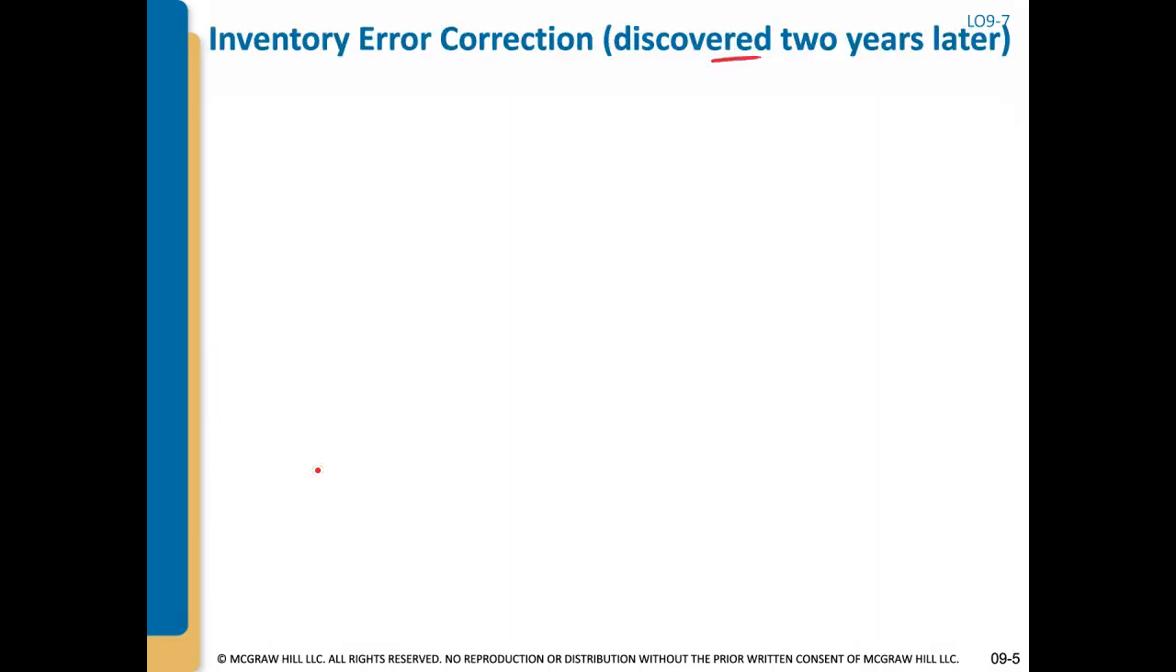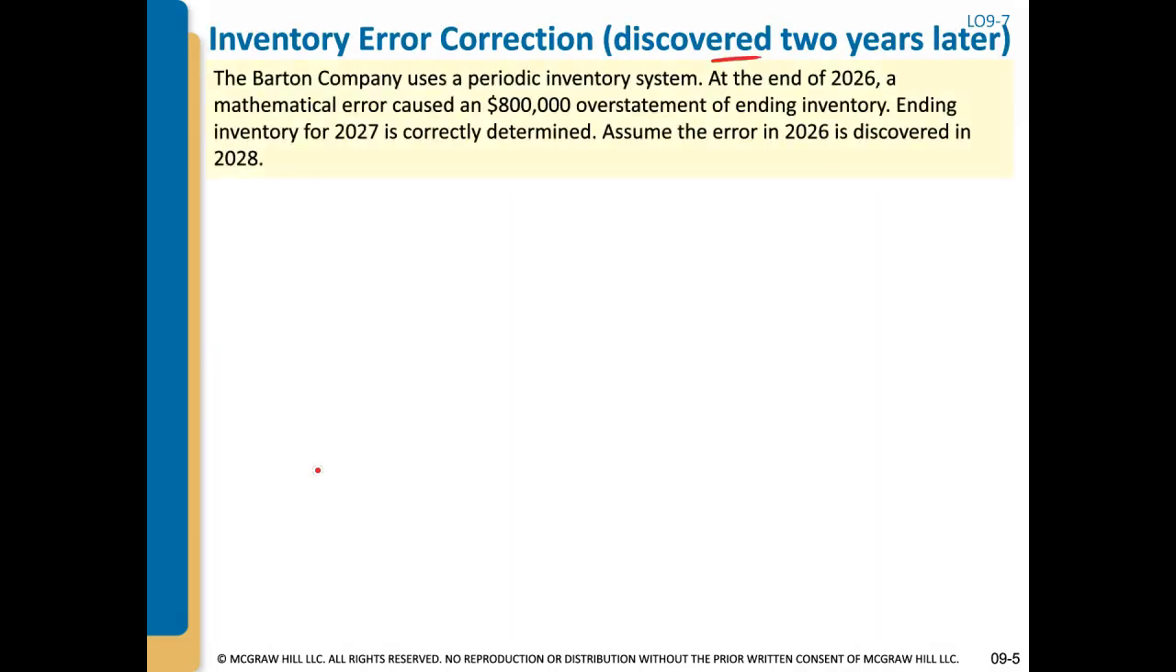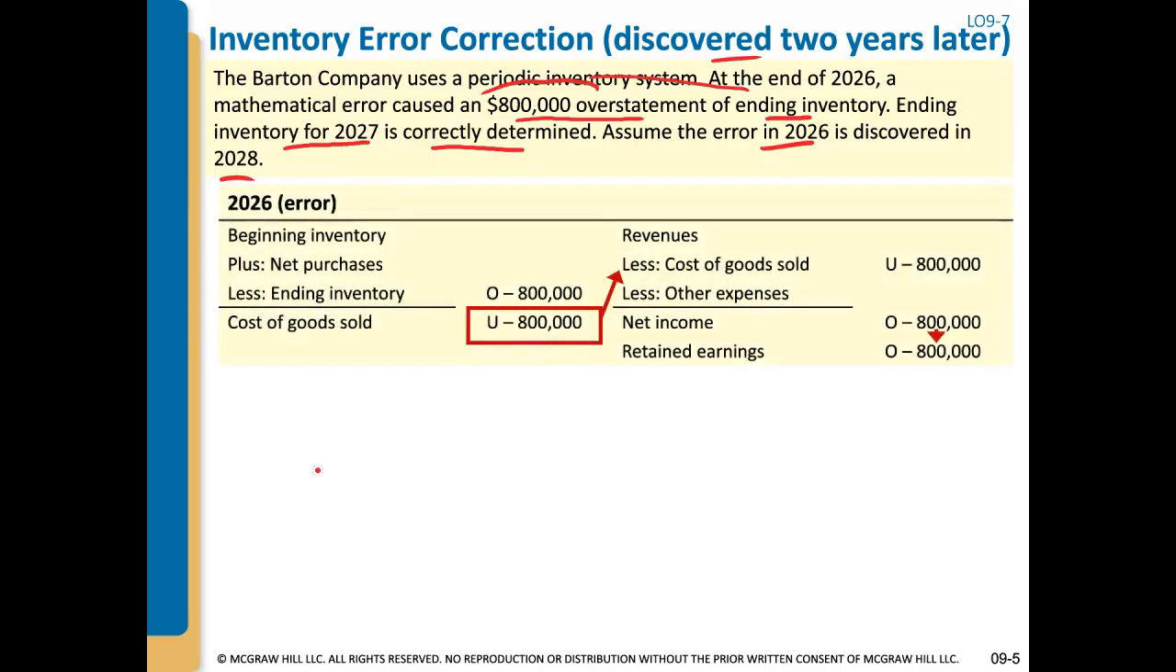Let's take another example, when the error is discovered 2 years after the actual error happened. So the Barton Company uses a periodic inventory system. At the end of 2026, a mathematical error caused an $800,000 overstatement of ending inventory. So exactly the same facts as before. However, the ending inventory for 2027 is correctly determined. And then this overstatement error from 2026 is actually discovered in 2028. So let's see what happened.